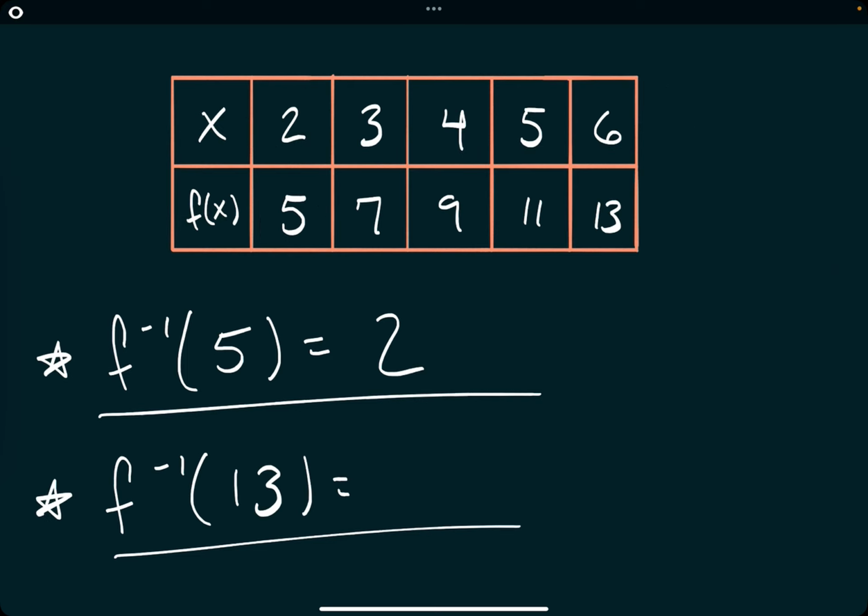Alrighty, how about f inverse of 13? Hopefully it's obvious. That one has to be 6. This is the only place 13 is on the table, and that corresponds to 6.